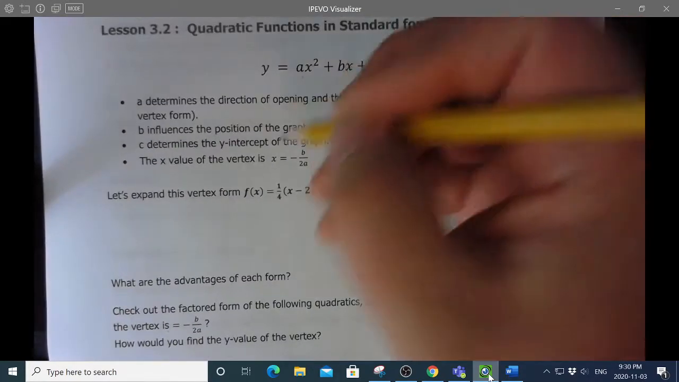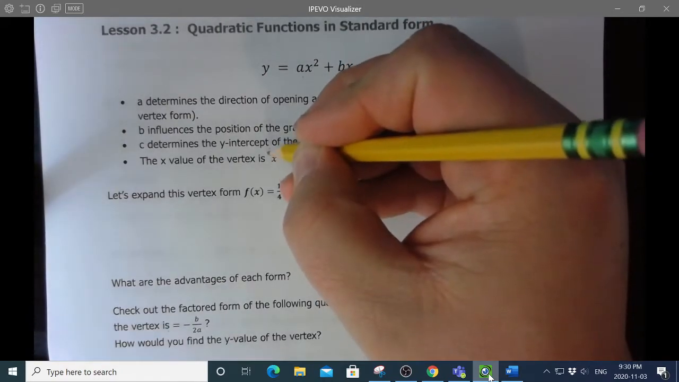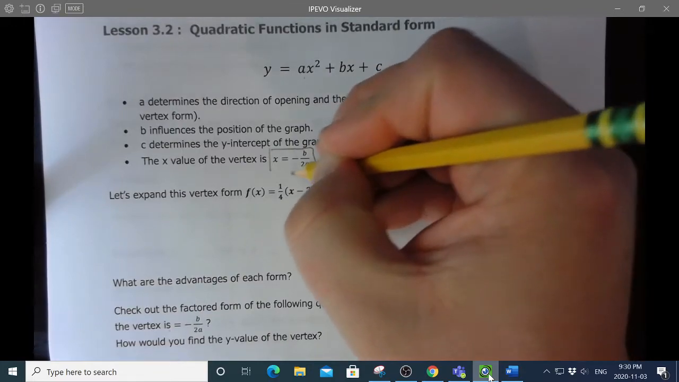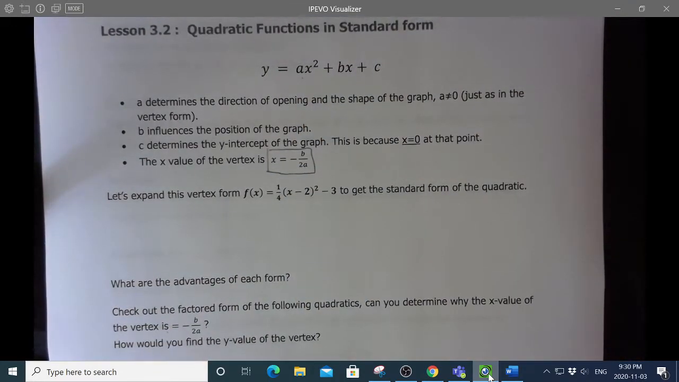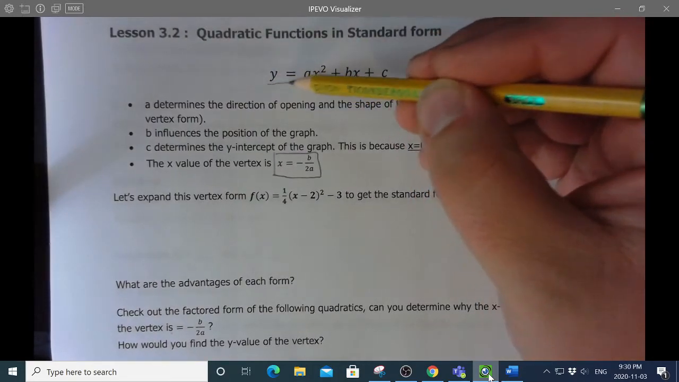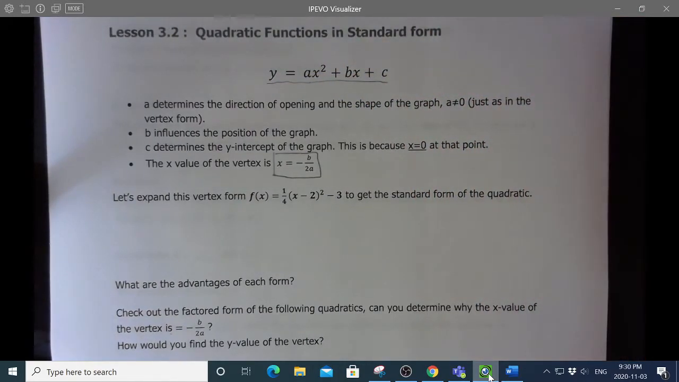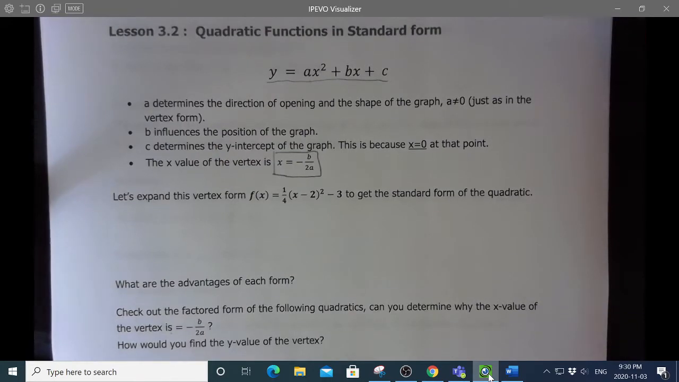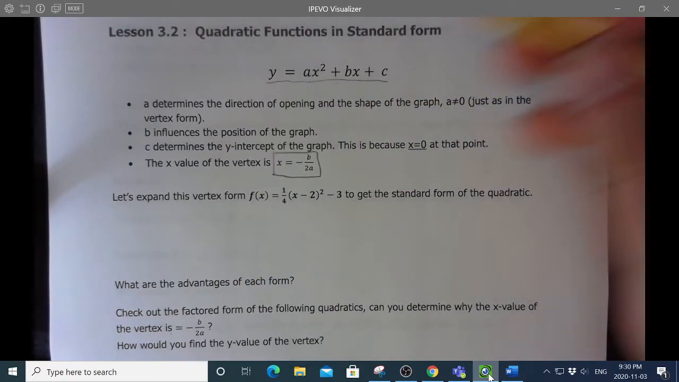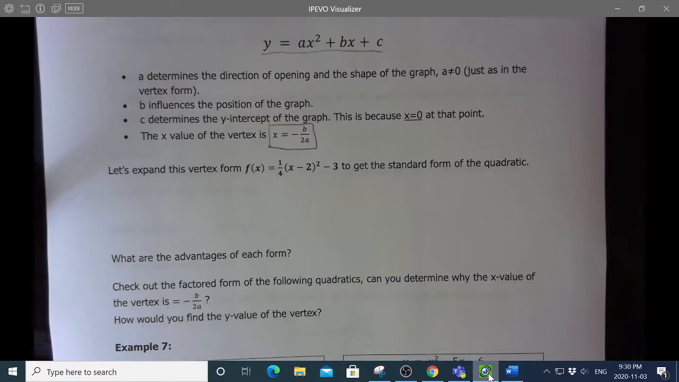And here's an interesting new formula for you. I think we probably have this on the formula sheet. If we don't, we'll add it before we do the next test. But this little formula can tell us the x value of the vertex if the equation for the quadratic is in standard form. So, first things first, what if we're in vertex form and we would like to get to standard form? Well, that's just a matter of some algebra.